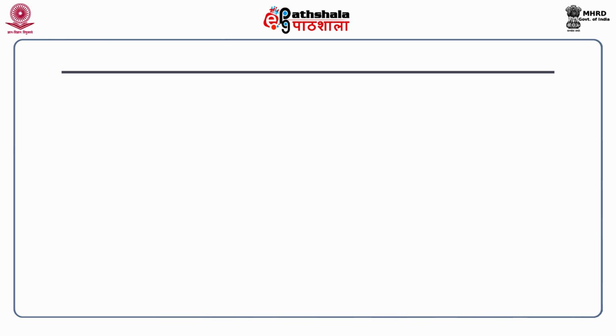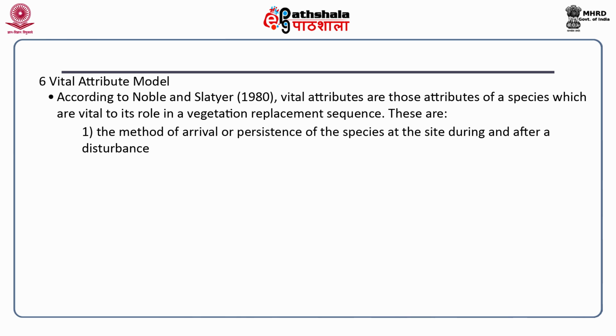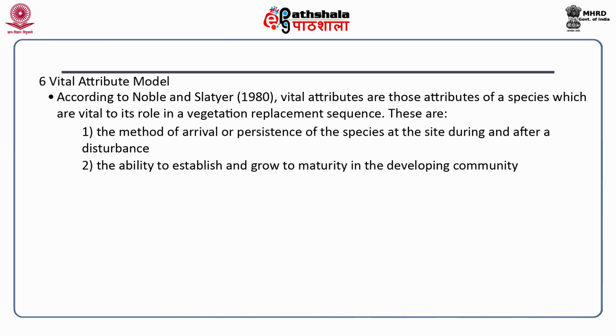Another model of ecological succession is the vital attribute model. According to Noble and Slatyer 1980, vital attributes are those attributes of a species which are vital to its role in a vegetation replacement sequence. And these are the method of arrival or persistence of the species at the site during and after disturbance, the ability to establish and grow to maturity in the developing community, and the time taken for the species to reach critical life stages.